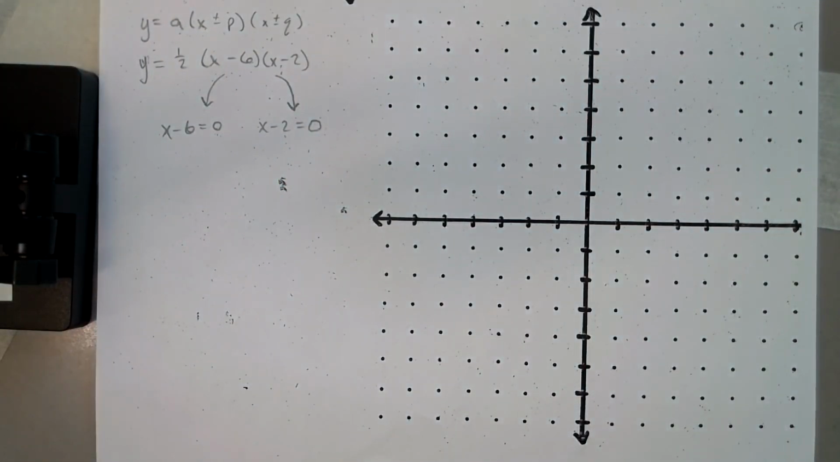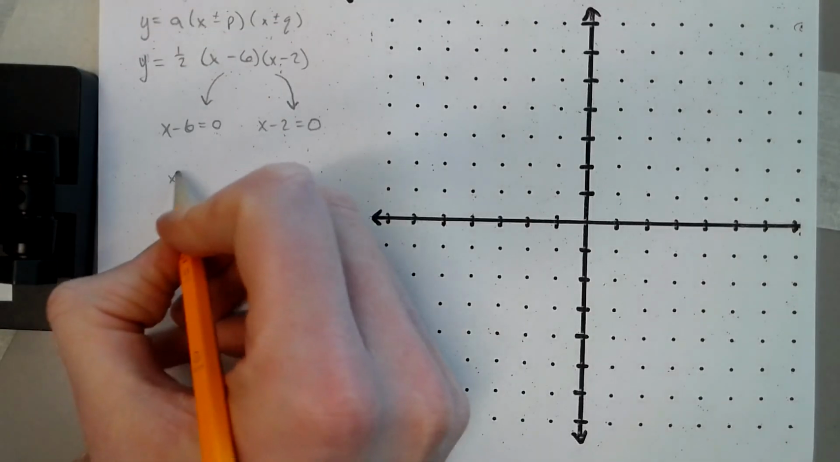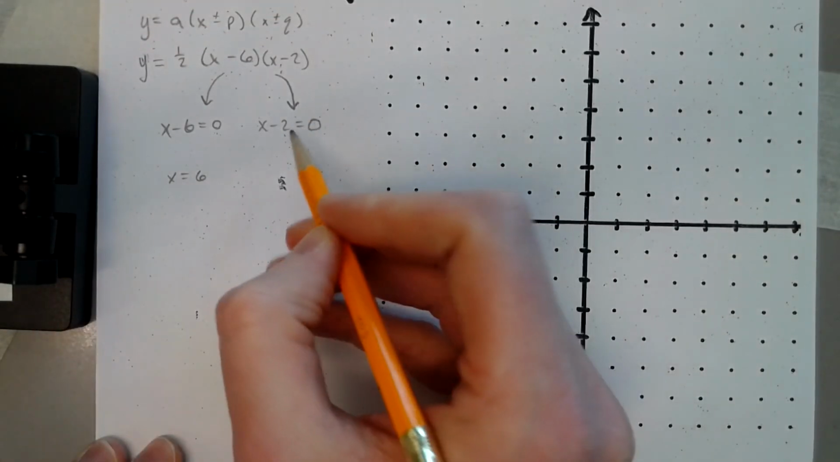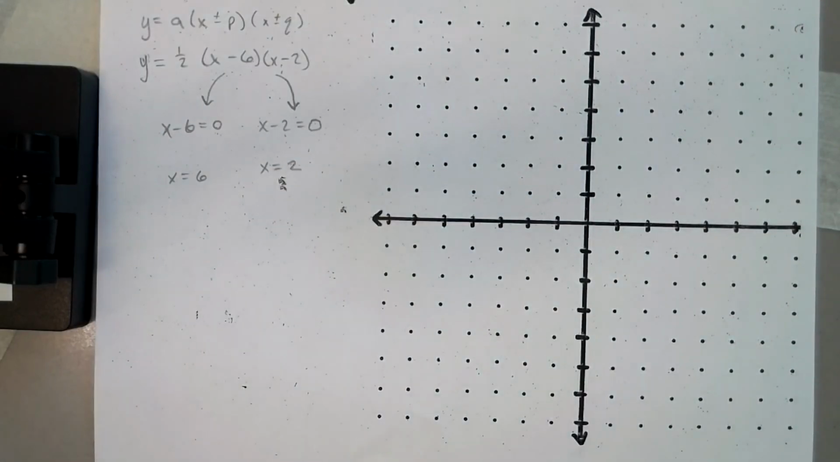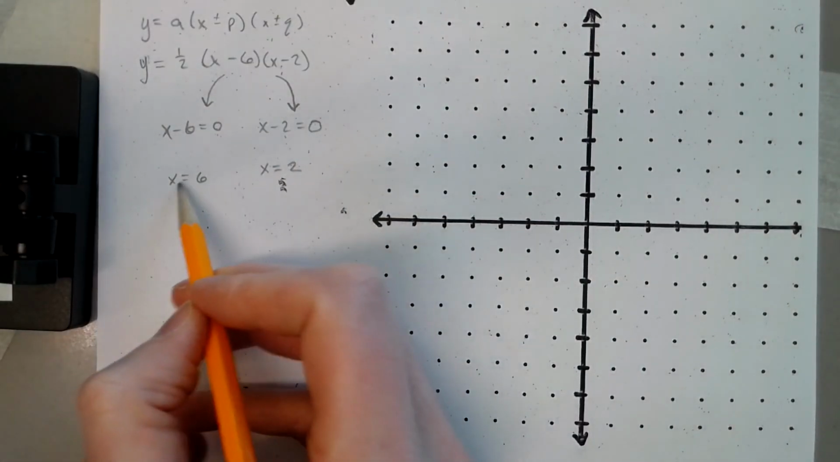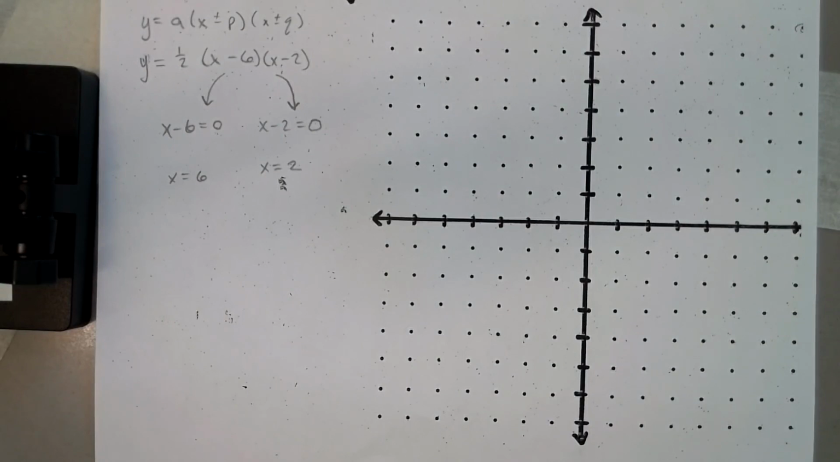So what x would it take to make this 0? Well, x equals 6. What x would it take for this to be 0? Well, x equals 2. Now these are both x's, so don't tell me that this is 6, 2 or 2, 6. These are both x-intercepts. Remember, this is the intercept form.